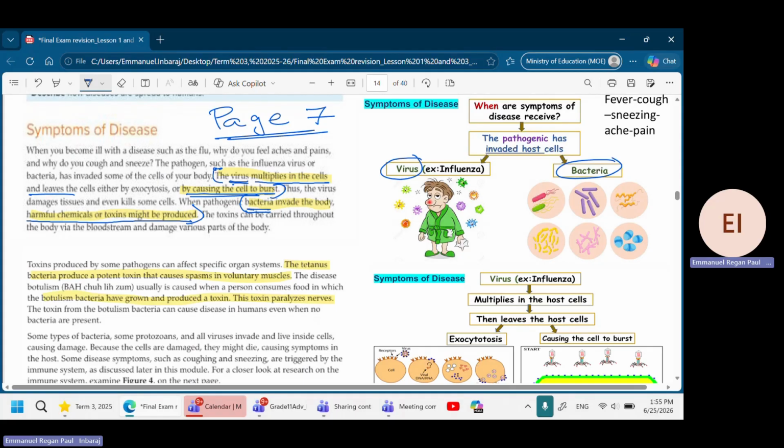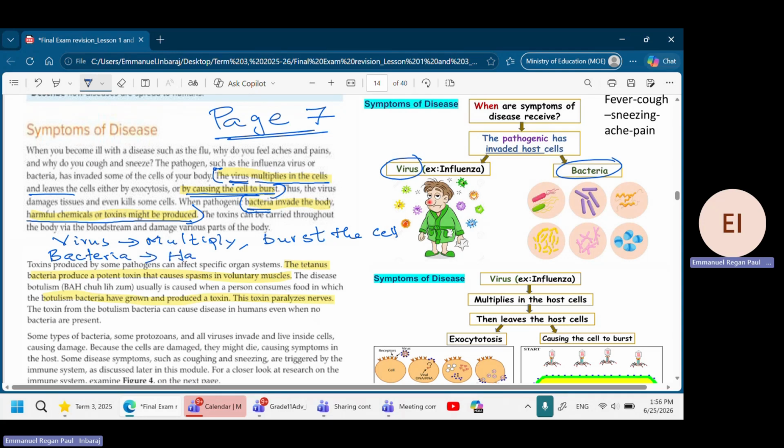See this? These are the two things. If a virus enters your body, what will it do? It will multiply. These are the keywords. They will multiply, and after multiplying, they will burst the cell. But on the other hand, if a bacteria invades your body, what will the bacteria do?